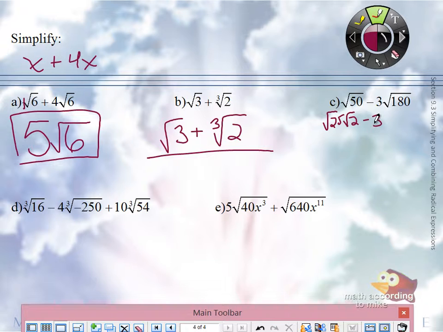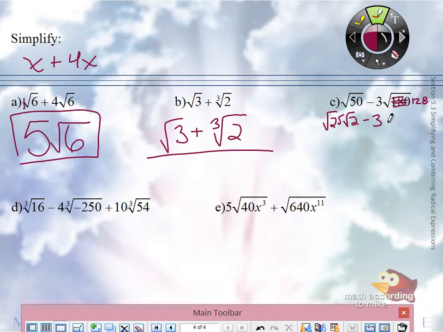Oh, I think I have a mistake here. Hold on. I want to do that. Make it 32. That's boring. Let's make it 128. Instead of 180, let's make it 128. I like that better. How can you rewrite square root of 128?